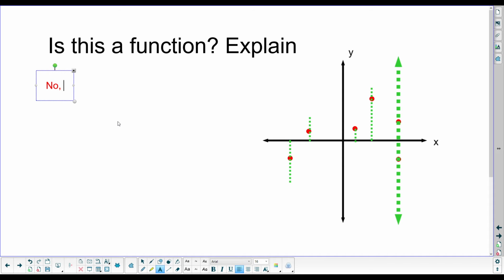And the reason I would give is because graphically I can see this fails the vertical line test. Vertical line test. All right, so graphically we can tell just by looking at that graph and imagining that vertical line going through there. If that vertical line touches 2 points at the same time, it is not a function.